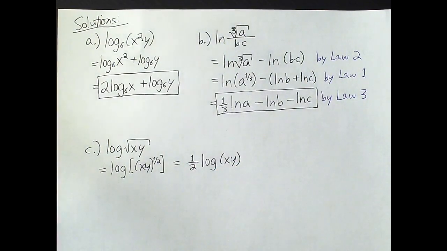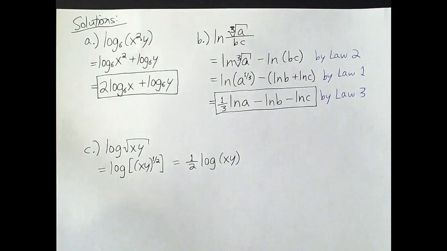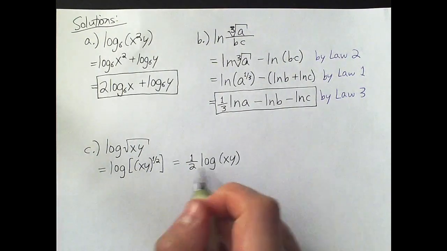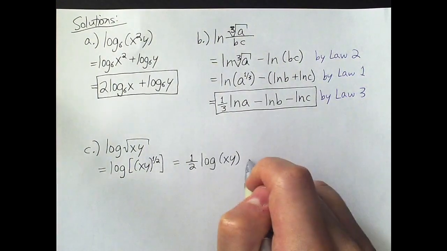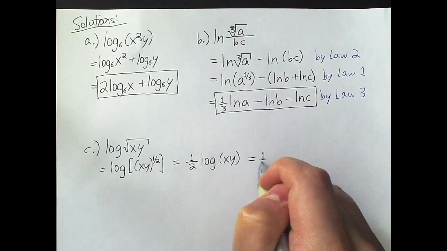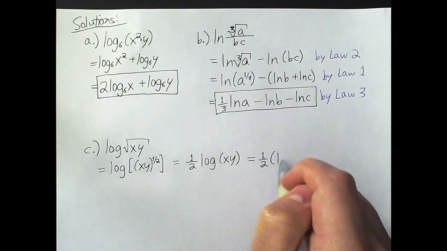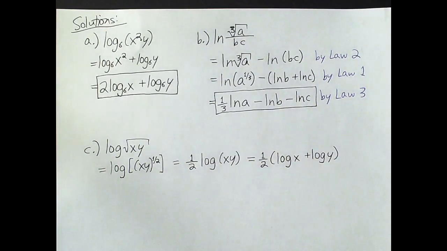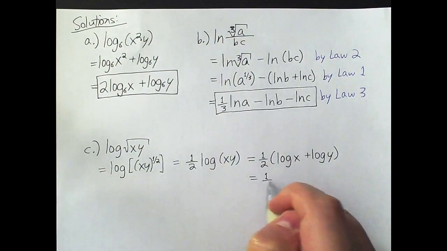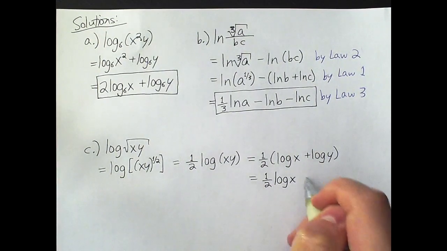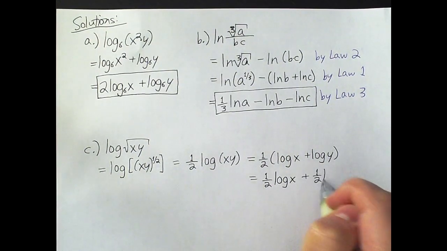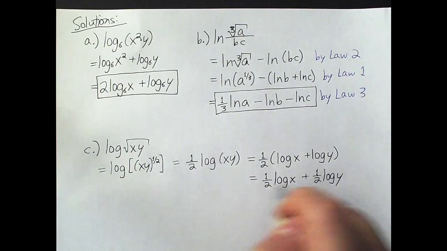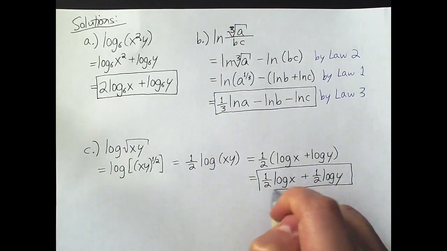This one just says log, by the way. There's no base, so that means the base is 10. Log xy. Log xy is log 1 telling me to split it up into log x plus log y. Notice that I kept the 1/2 out front. And the 1/2 should be attached to both pieces. So 1/2 log x plus 1/2 log y. And that's a good answer for that one. I don't think we can expand that anymore.